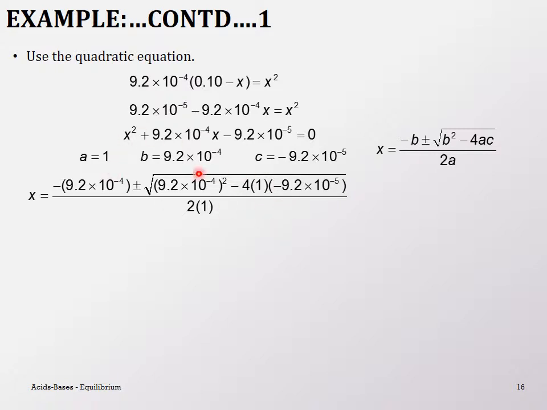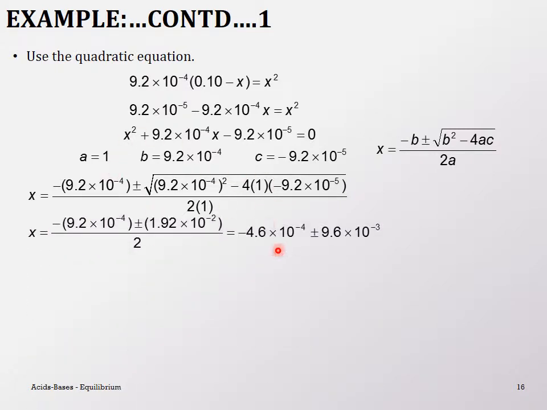Once your values are set, then you can calculate x, and x turns out to be these two values over here. Since this is plus and minus, you will always get two values for x, and then you have to decide which is the correct one.